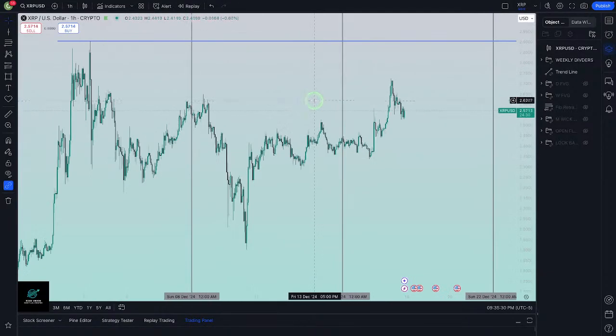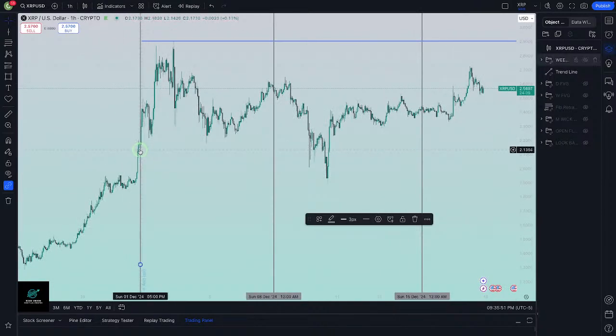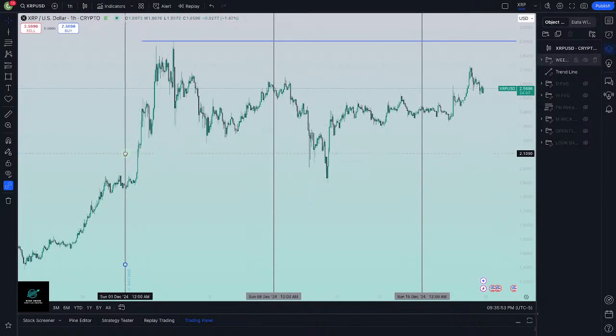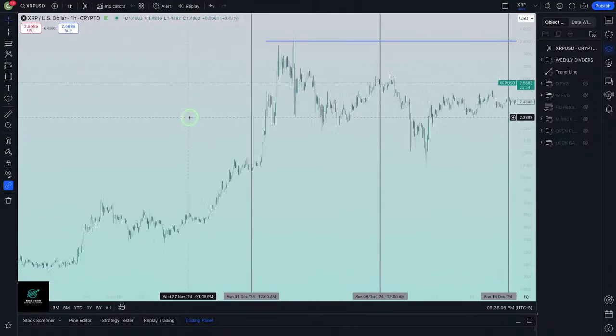So as I throw up these dividers, you can see on the hourly, we're intra-week. Everything to the right of this vertical trend line is current week's trading. Everything to the left was last week's price action. You can continue to do this as far as you want. Let's go back out 2 weeks ago, Sunday at midnight. So current week, last week, 2 weeks ago, and you can continue to go out.